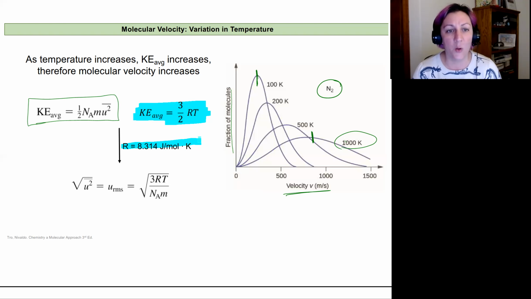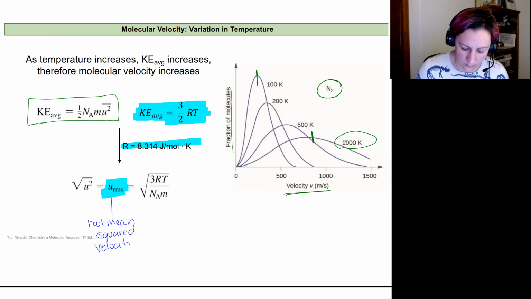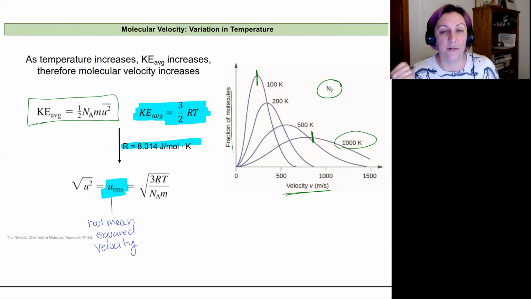Well, combining these two equations, we get the square root of the average velocity squared. So the square root of the average velocity squared, we just abbreviate it into something new. We call it the root mean square velocity. I'll write that out. And it's equal to the square root of 3 times our gas constant R times temperature divided by the mass of 1 mole of particles.